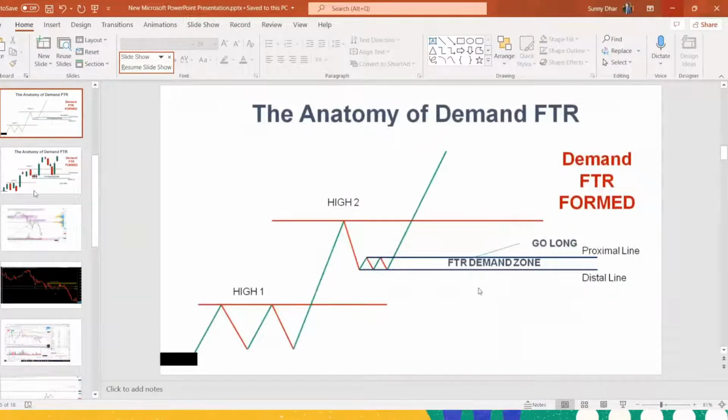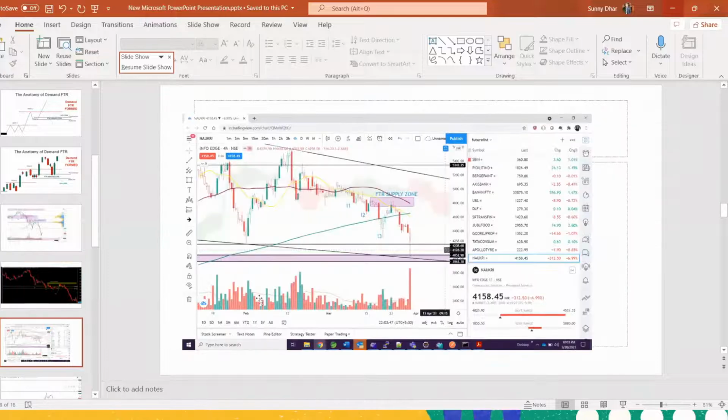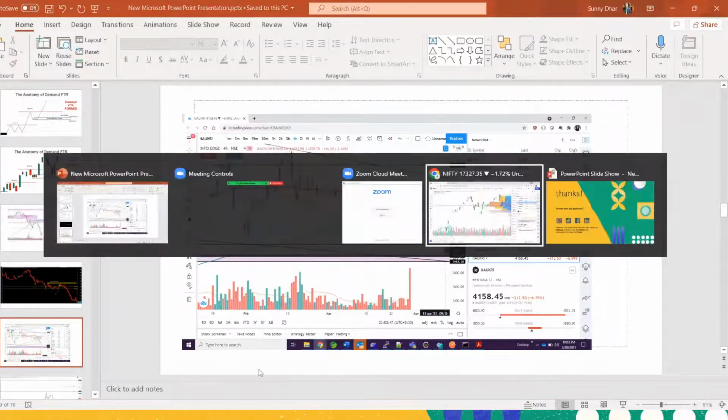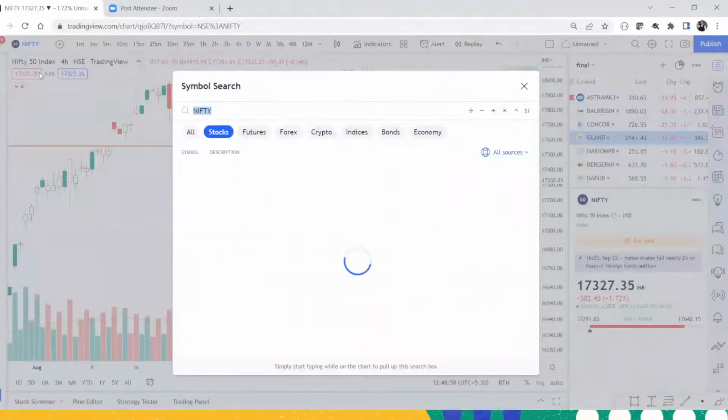Do you want me to take any chart in which we have to search for this? Okay. So now let us take a random chart and see how this concept works.